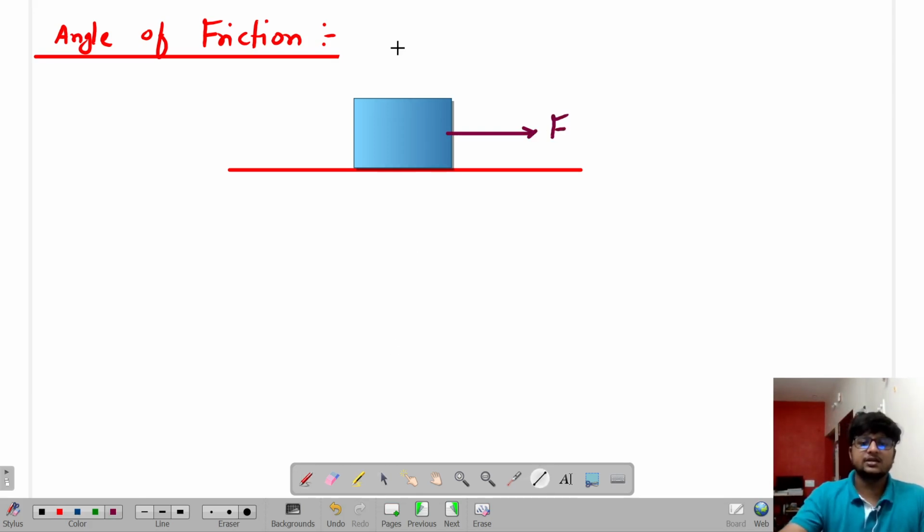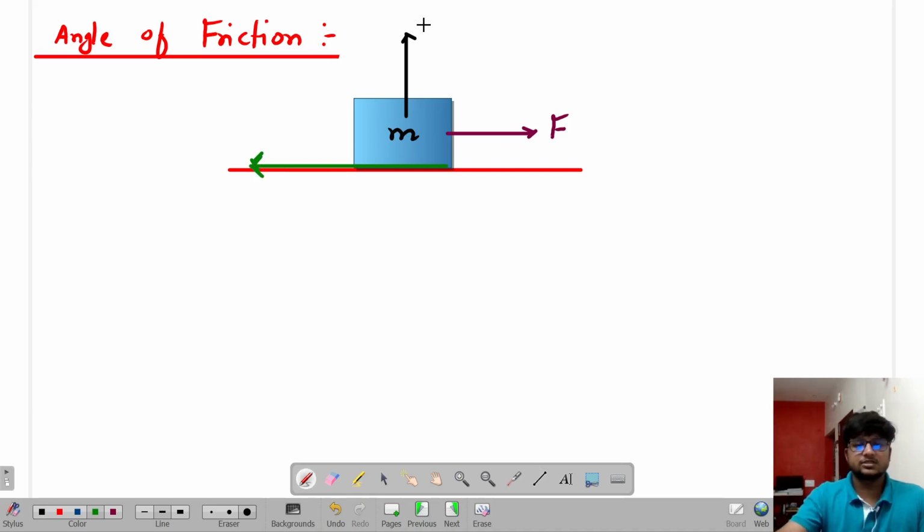Now, you can see that if I look into the FBD of it, then this will be my normal. Wait for me, let me draw this. And this will be my direction of friction, correct? Whatever friction is going to be present. Is that clear or not?